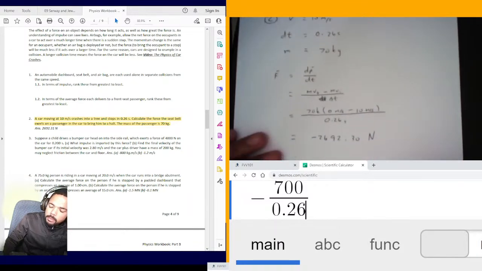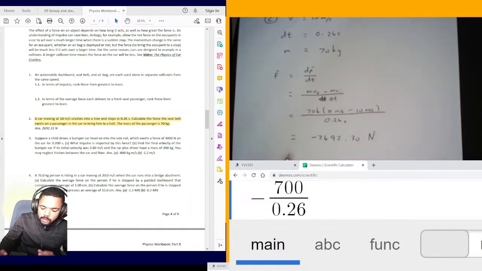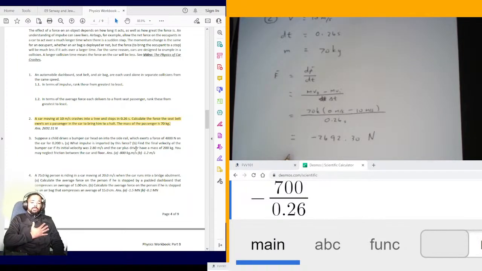Now negative means this force is acting in the opposite direction of which the car was moving, which makes sense because the force of the seat belt is pushing you back into the seat, opposite to the direction of the initial velocity. That is the force of the seat belt. So the force of the seat belt is 2692.30 newtons.